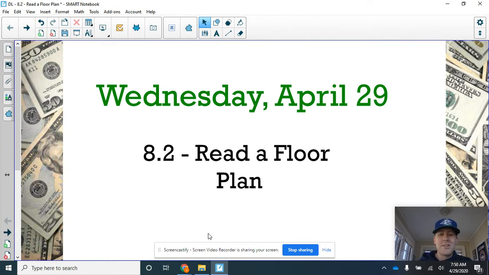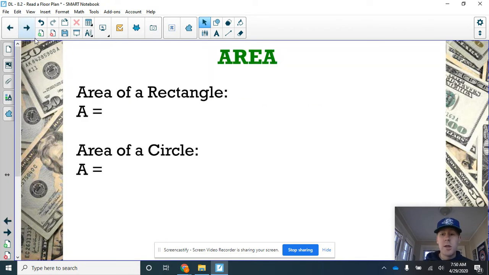Today, we're moving on to section 8.2, which actually has a lot of geometry involved. We're going to talk a little bit about floor plans. Now, I think the name of this section, reading a floor plan, is a little misleading. We're not actually going to read a floor plan. We're going to do geometry questions that go along with answering questions about the layout of different rooms in our house. So the first thing is we are going to do some geometry and find the area.